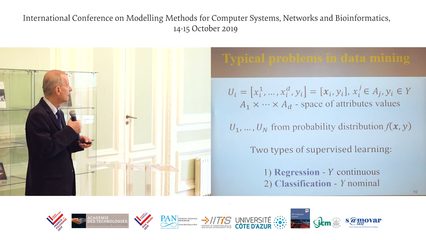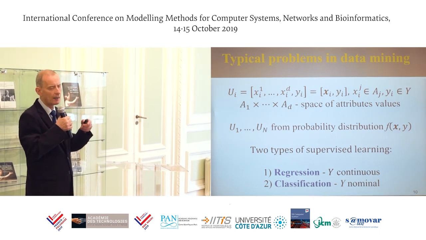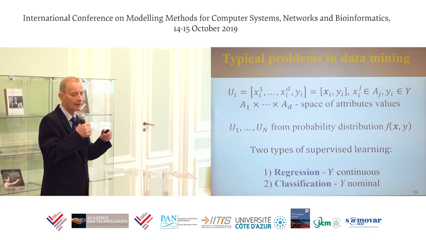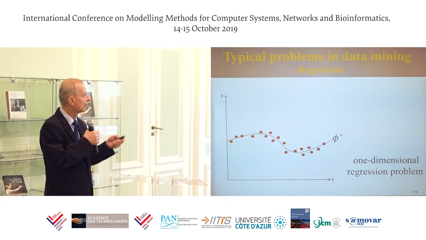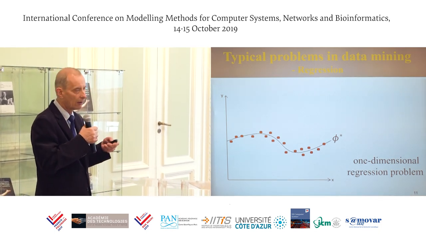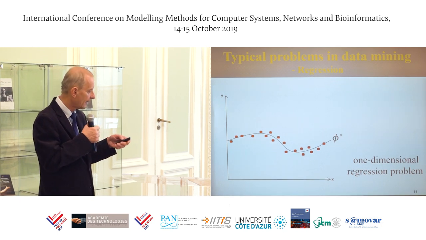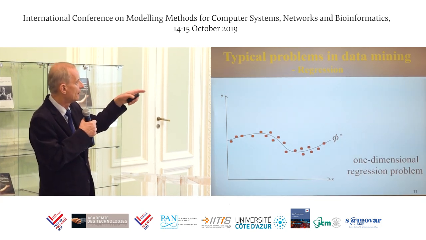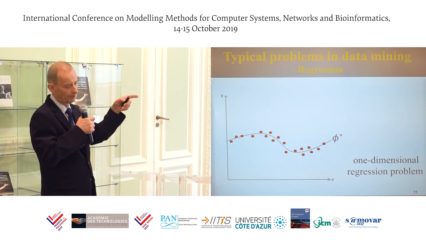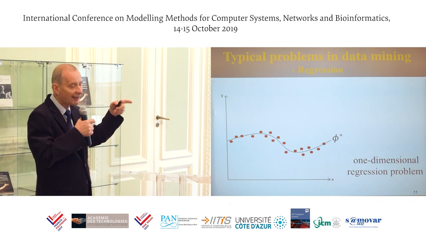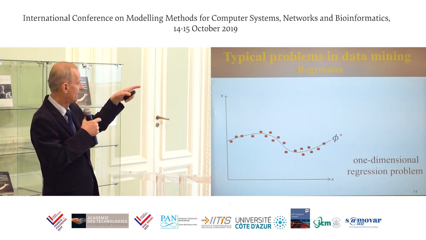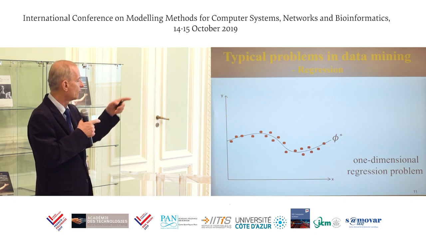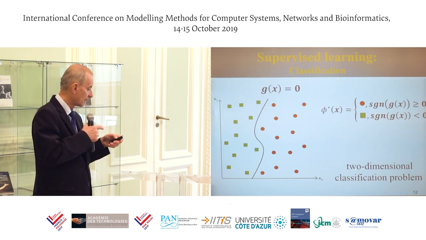for streaming data. Typical problems in data mining are the same for small data and big data, traditional data and streaming data. So there are two problems: regression and classification. All of us know what is the regression problem, as you see here. In case of streaming data, the curve that is supposed to be estimated may change. So we should track changes of that black curve indicated here. So it is much more difficult than in the case of traditional regression problems.